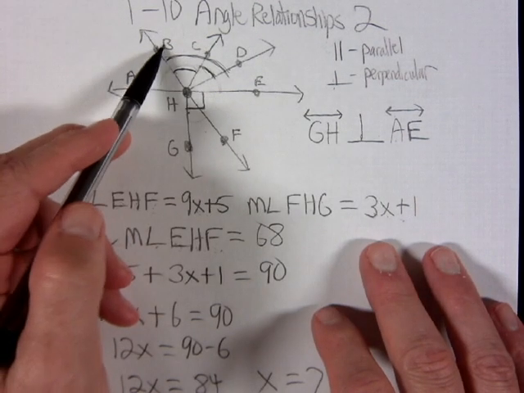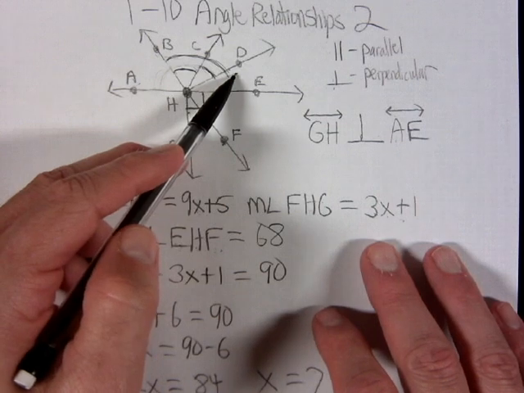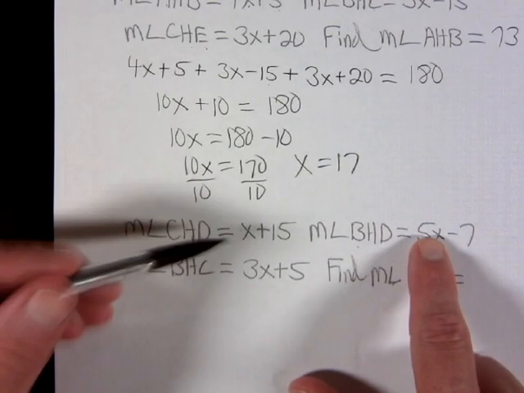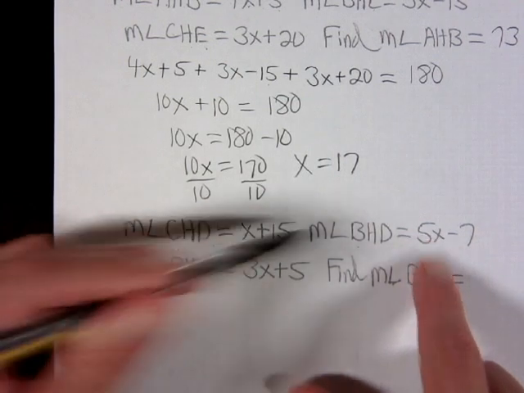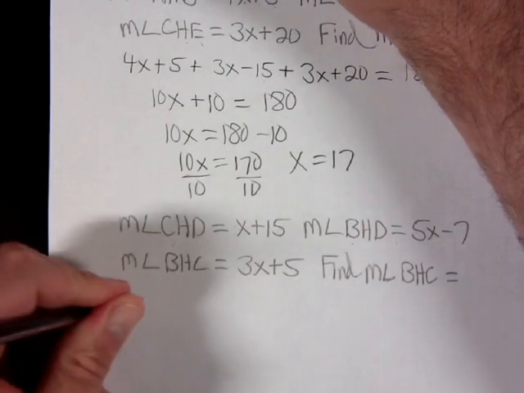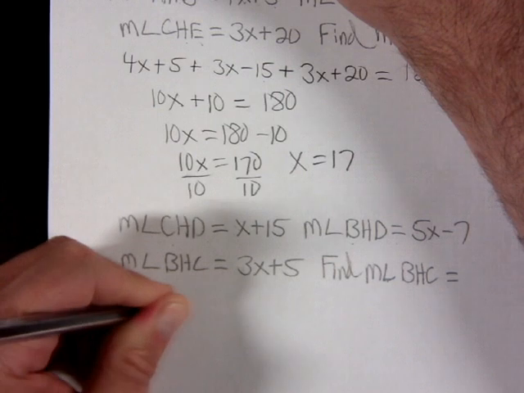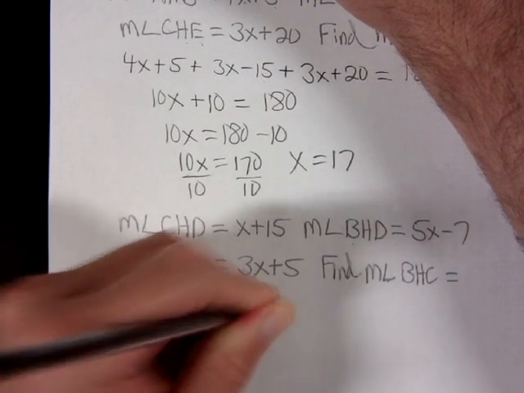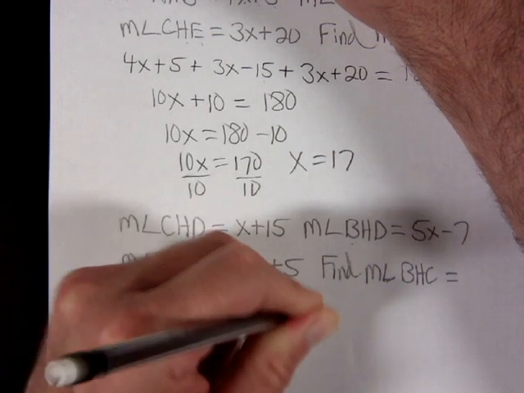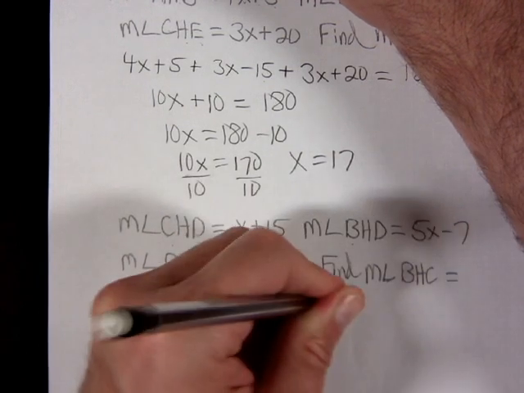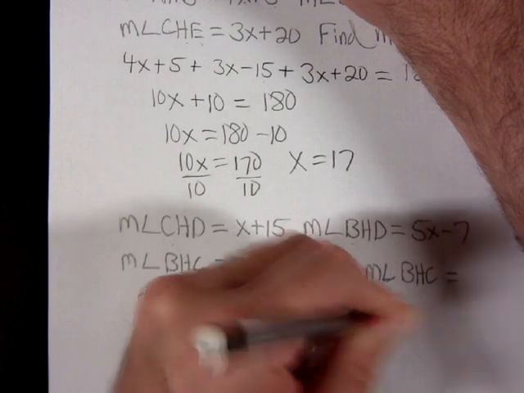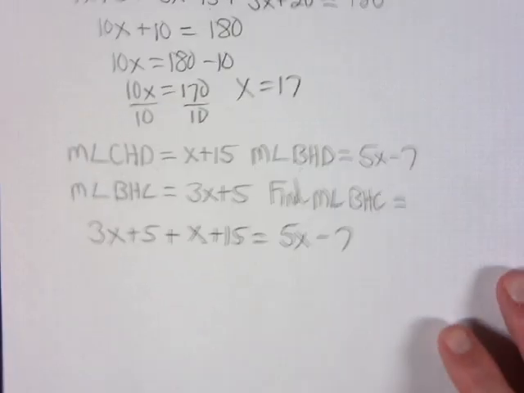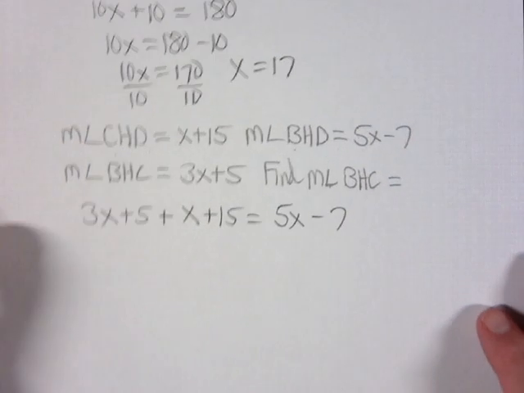So remember BHD is the big one. So these other two smaller ones are going to add up to the big one. So I'm going to go 3x plus 5 plus the other small one, x plus 15, equals the big one, which was 5x minus 7. And so here's our equation. Now let's solve it.